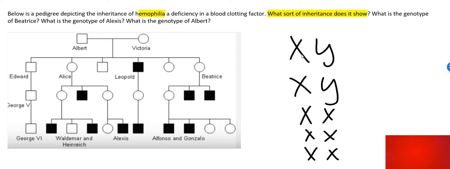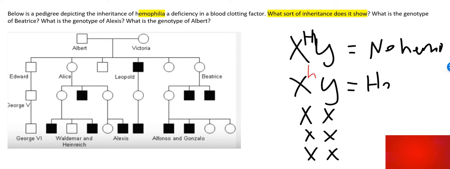So for boys, remember that we have two options. They can either carry the normal allele, which in this case is going to be an uppercase H, and so this person would have no hemophilia. He would be normal. But if the boy has one lowercase h, this would give this person hemophilia. So we're just going to write hemo for short.